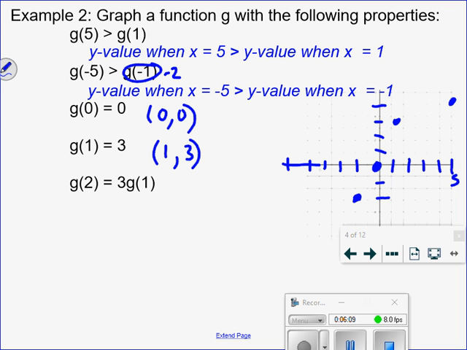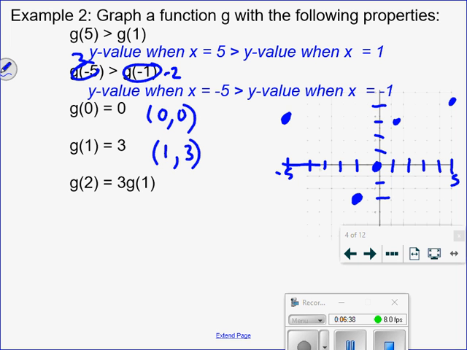G of negative 5 has to be greater than that. So if g of negative 1 is down here, then g of negative 5 has to be a little bit higher. Here's negative 5 right here, it could be at negative 1, it could be at 2, it doesn't really say where it is, it just has to be higher than the y value when x is negative 1. So I made it much higher, at 3, and therefore made it bigger than the y value when x is negative 1.